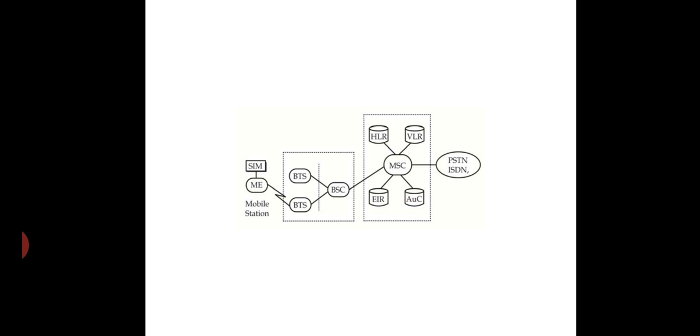Using this figure we can understand the structure. The mobile station consists of the mobile equipment and SIM. The mobile stations are connected with the base transceiver station, the BTSs are connected with the base station controller, and the BSCs are connected with the MSC. MSC means mobile switching center.